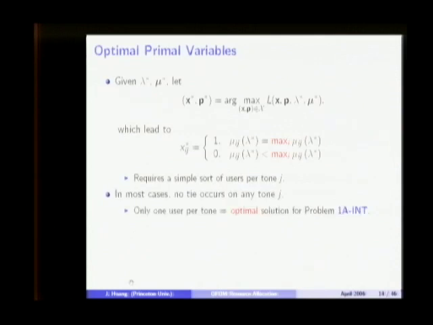So in most cases, which is verified by the simulation, no tie occurs on any of the tones, which means that on each tone there's only one user achieving this maximum. Then that automatically satisfies the feasibility constraint in the integer problem, right? And this gives us the optimal solution of the original problem.